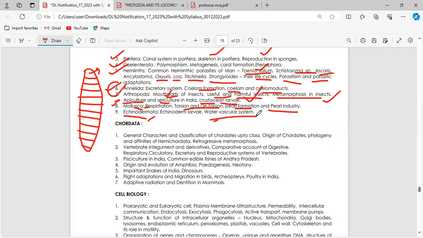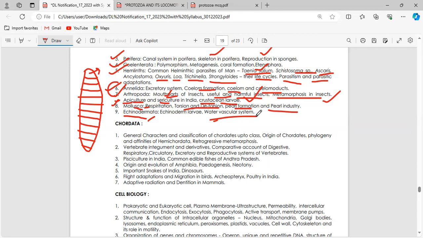And water vascular system: which system is absent in echinodermata, and in place of that, this water vascular system is present in echinodermata. That will be the questionable area. Say, for example, in echinodermata, the excretory system is not present. Some of the other systems are not present here. I'm going to elaborate in detail whenever I am discussing the echinodermata.